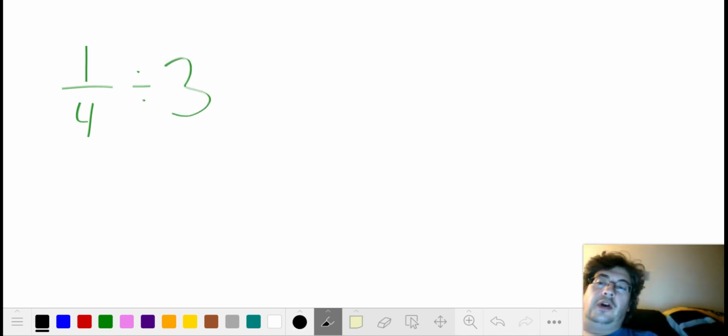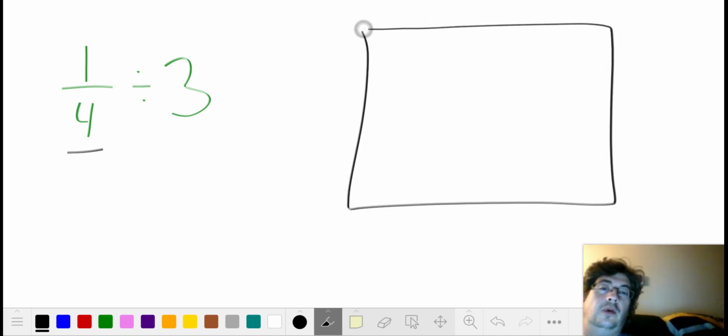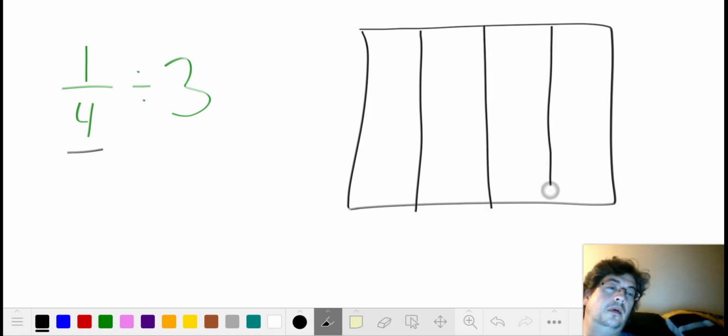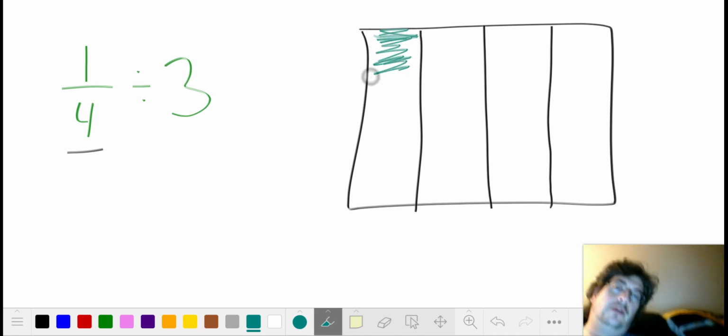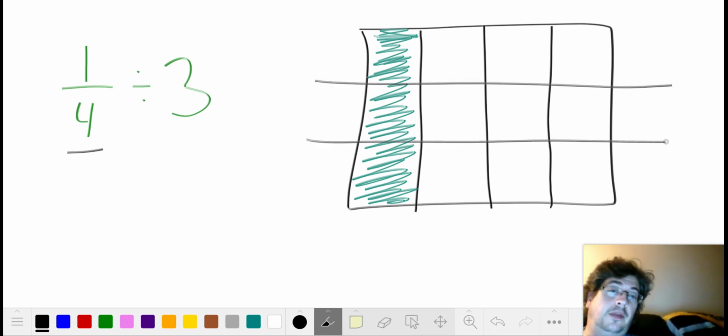So what I'm going to do first is I'm going to draw 1/4. And that's going to look like this. So I have one whole. I'm going to divide it into fourths. And I'm going to color in one of those fourths to show that I have 1/4 of something there. Okay, so now what I want to do with this 1/4 is I want to divide it by 3 wholes. So in other words, I'm going to go through and cut this 1/4 into 3 pieces.